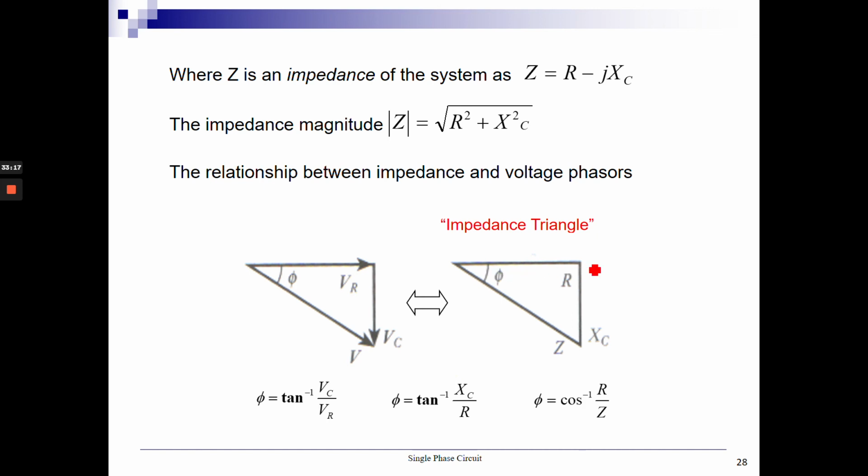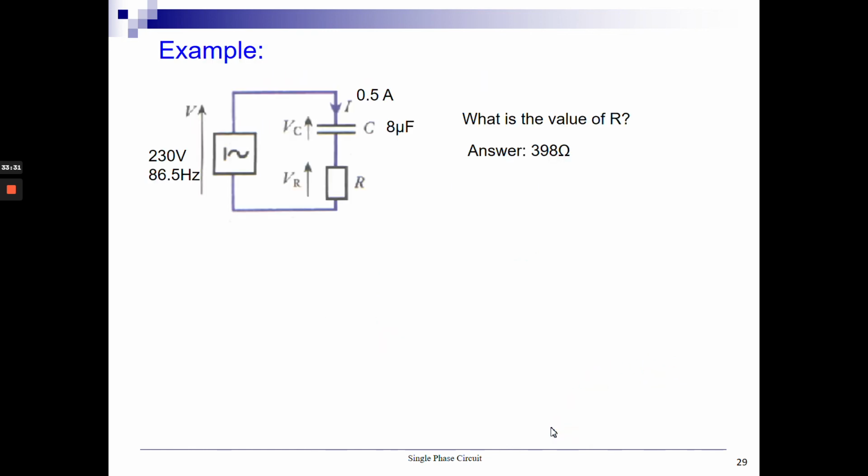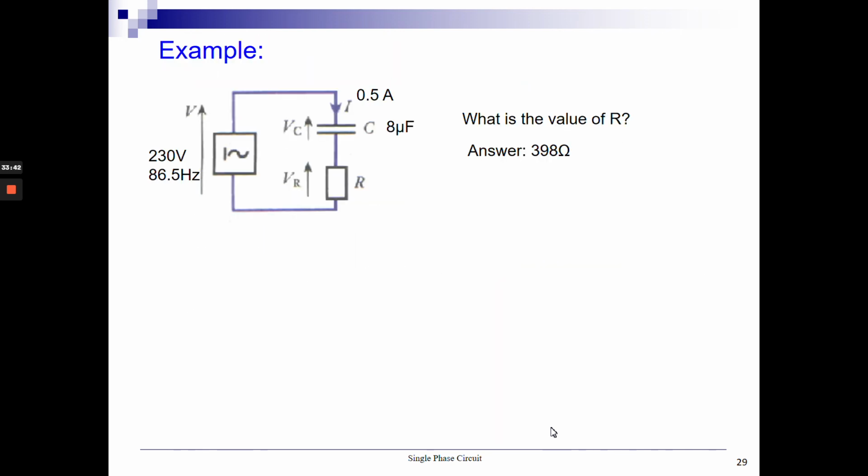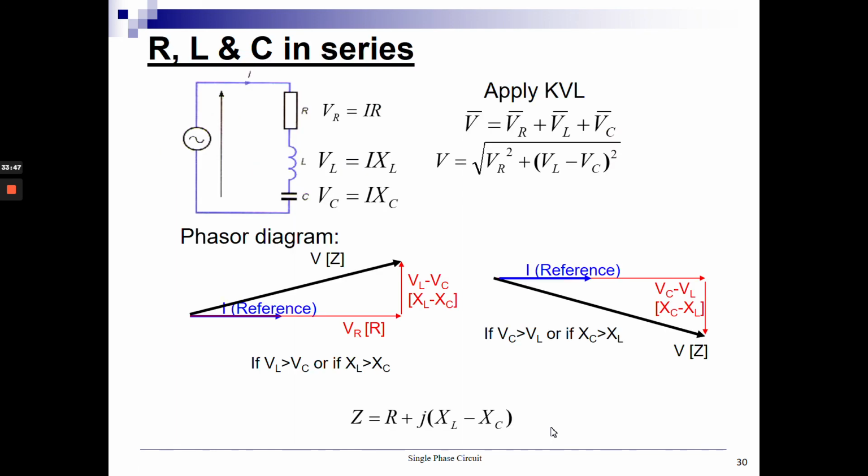So this is your R at x-axis and your XC is going down. So this is your Z. So apply the Pythagorean theorem and then you will get your theta. Okay, so using all these formulas, please try this example and then we are going to discuss this example in the next class.